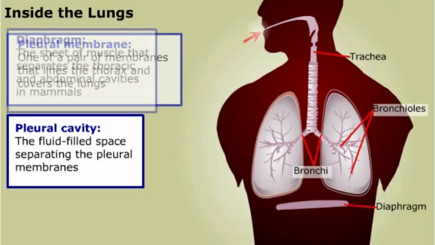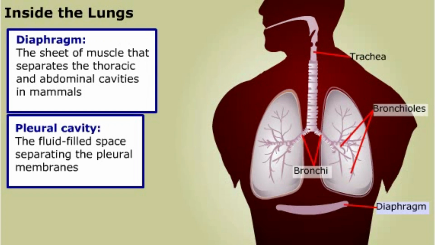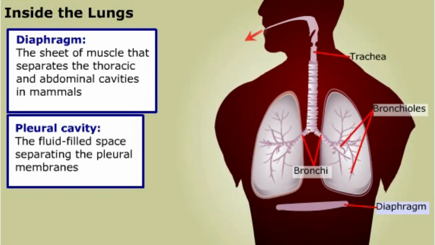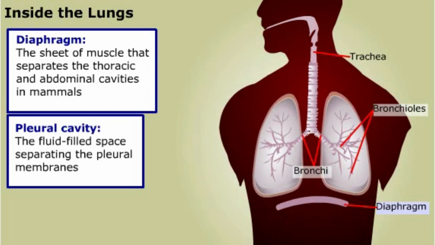Below the lungs, the diaphragm separates the thoracic and abdominal cavities. The expansion and contraction of this muscular sheet affect the volume of the chest cavity and play an important role in breathing.